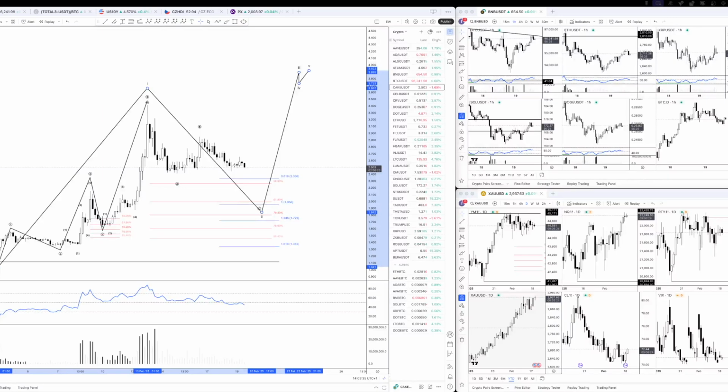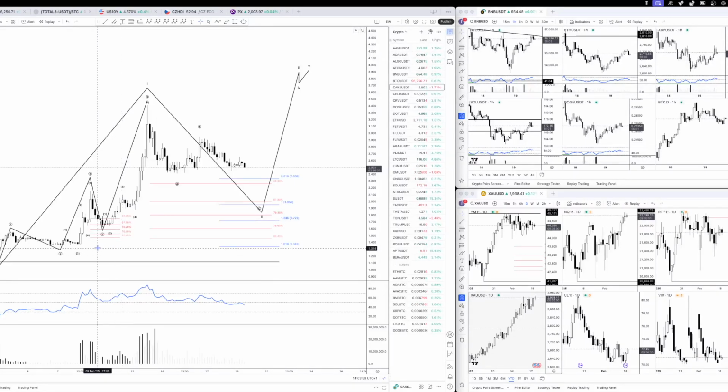I want to take a look at Cake USDT 4 hour on Binance. So since the 3rd of February, which is right here, we've had a 5 wave to the upside. It's quite clear. You can count it. 1, 2, 3, 4, 5 with a nice extension for the 5th wave.